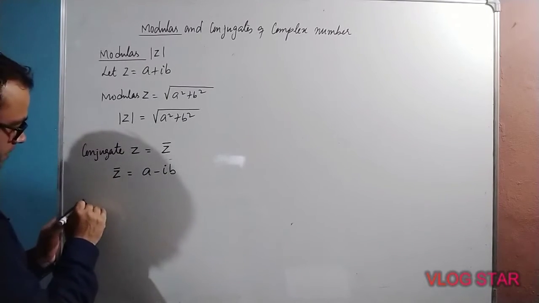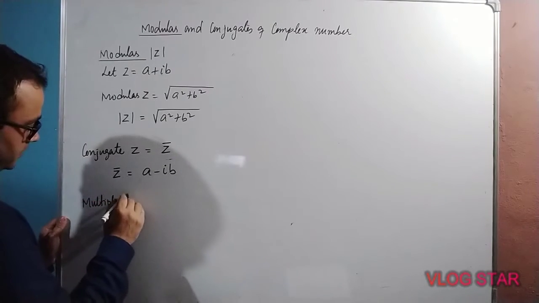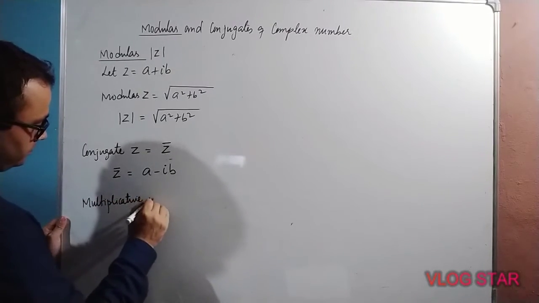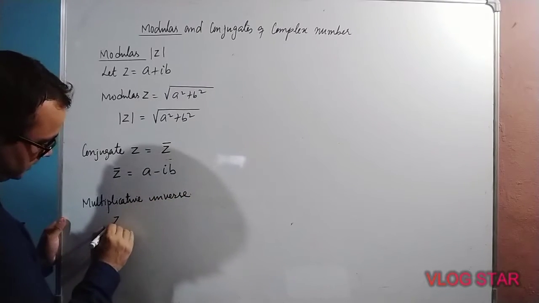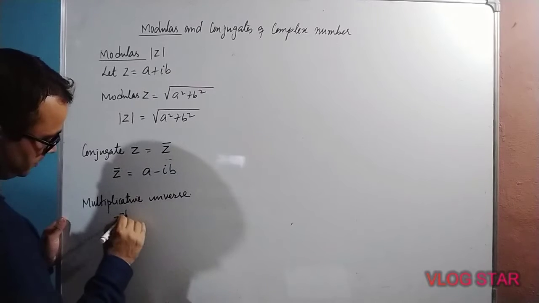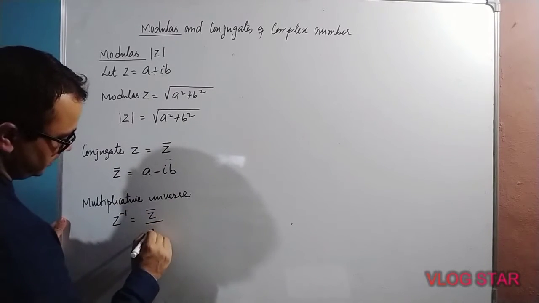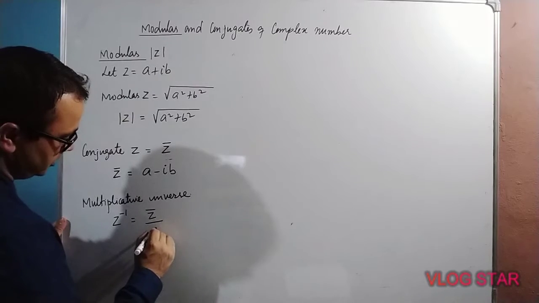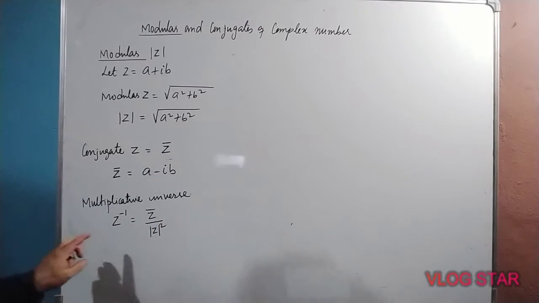Then the multiplicative inverse. The multiplicative inverse is represented by z inverse, which equals the conjugate of the complex number divided by the square of the modulus. This is the formula of the multiplicative inverse.